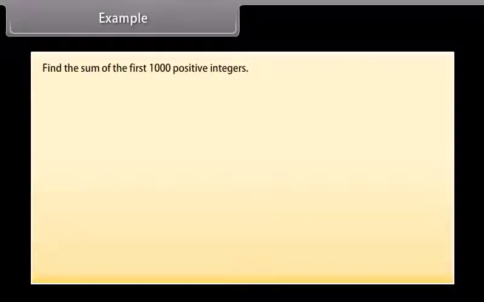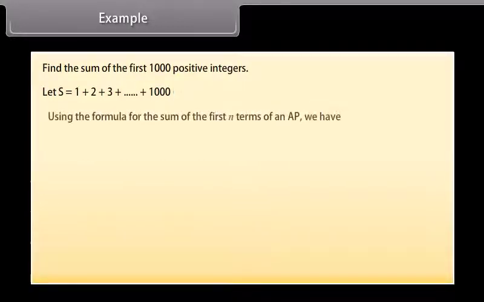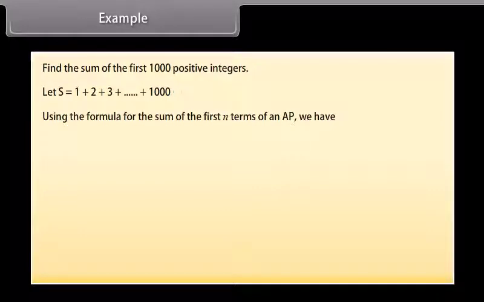Find the sum of the first 1000 positive integers. Let S is equal to 1 plus 2 plus 3 plus so on plus 1000. Using the formula for the sum of the first n terms of an AP, we have Sn is equal to n upon 2 into a plus L. Substituting the value of n, we get S1000 is equal to 1000 upon 2 into 1 plus 1000.